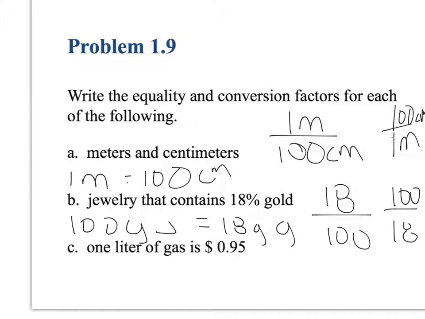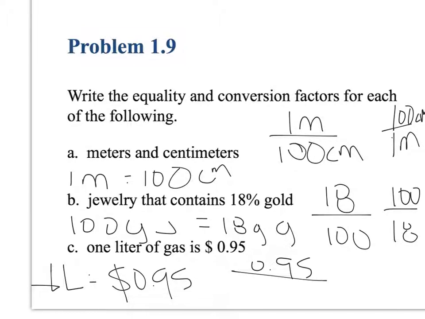And the last one, 1 liter of gas. So we say 1 liter equals $0.95. And we can write two conversion factors: $0.95 over 1 liter, or 1 liter over $0.95.